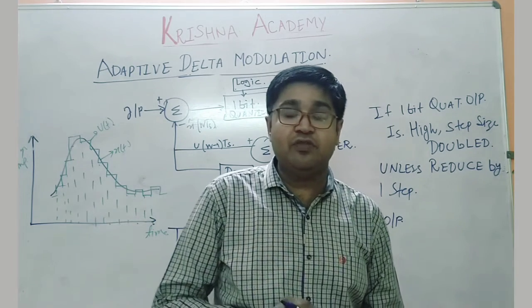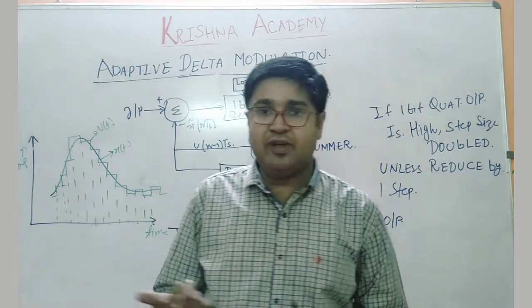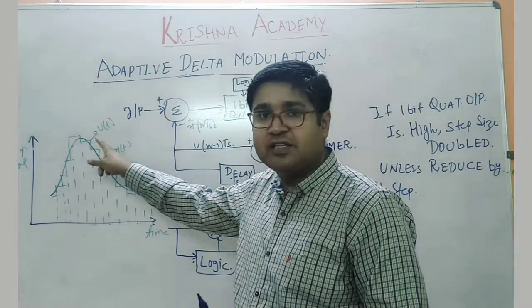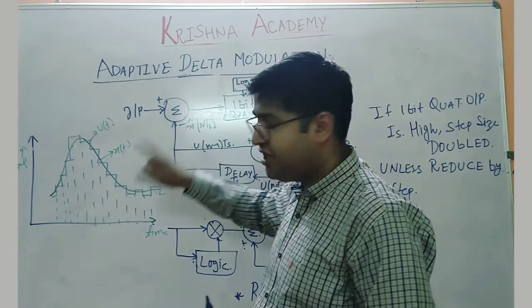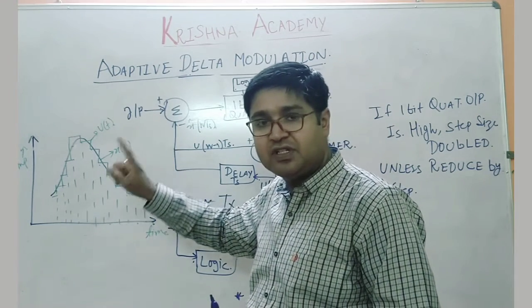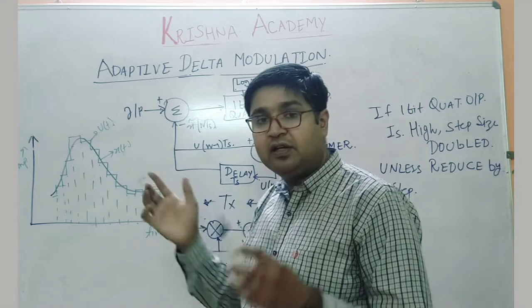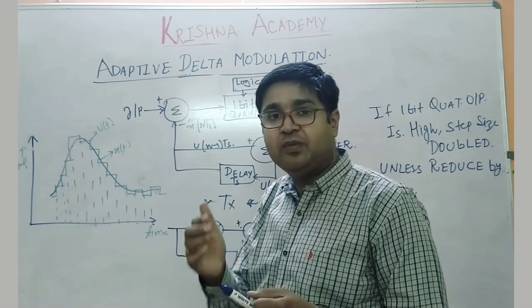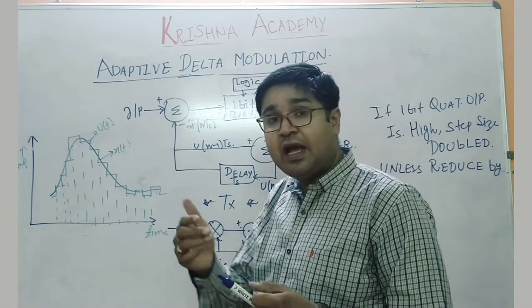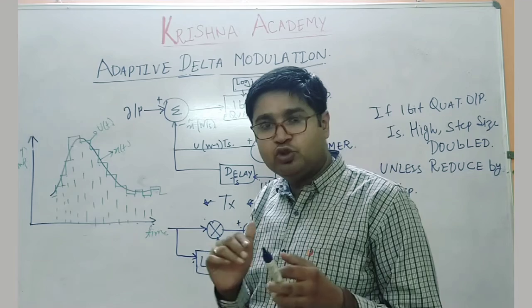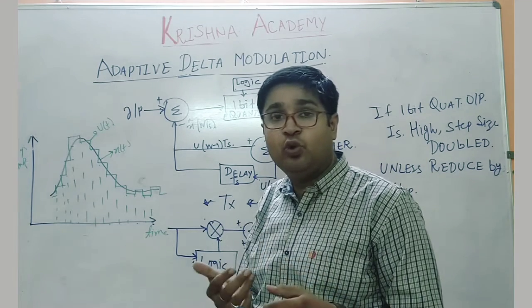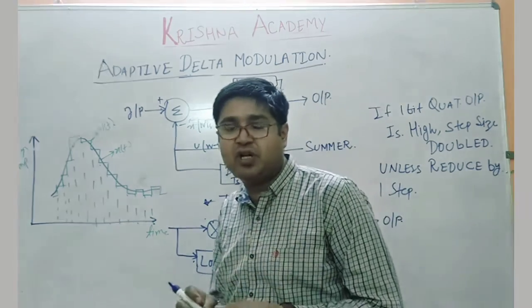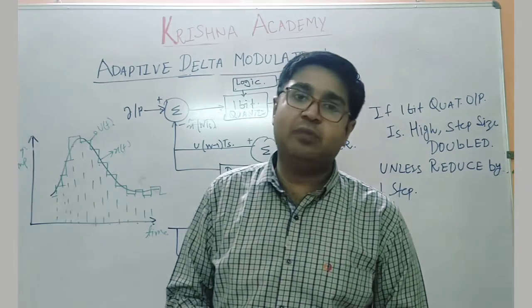So what we can do is we can just adapt it. Whenever there is a change, the step size will be changed. If the signal is changing and the change is large, the step size will be increased. And when it is not changing so much, or the change is slow, we can reduce the step size. How are we going to introduce such a methodology in delta modulation?